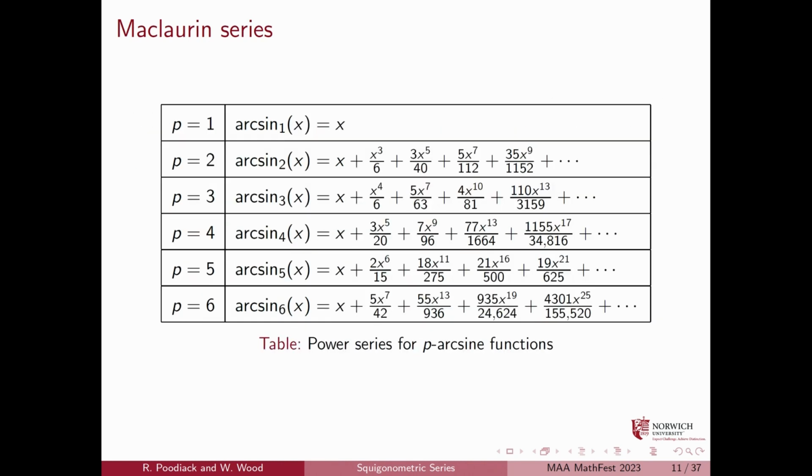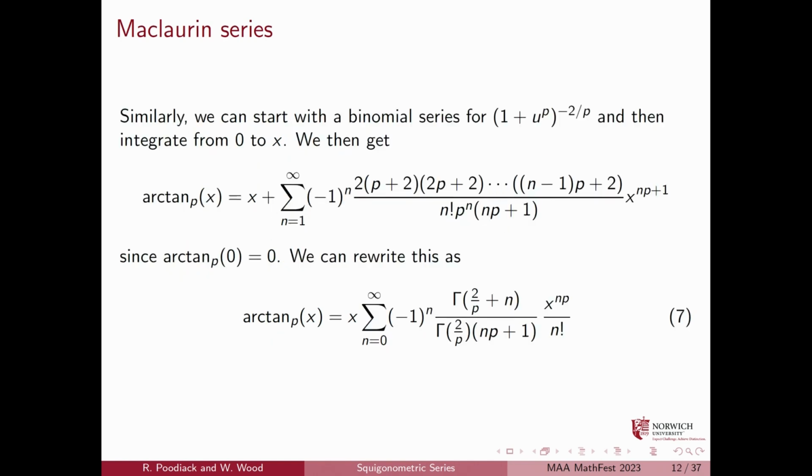And for p equals 1 to 6, this is what these look like. A quick glance at p equals 2 shows that we get the usual series for arc sine there, and we get some different things. The nice thing is when you plug in p's, these all boil down to typical numbers.